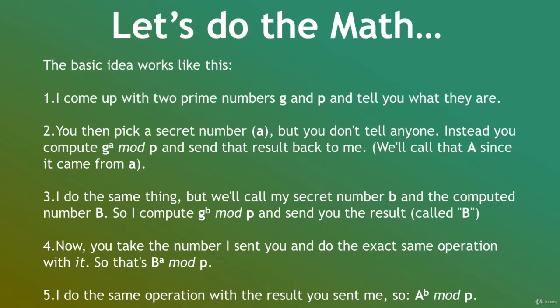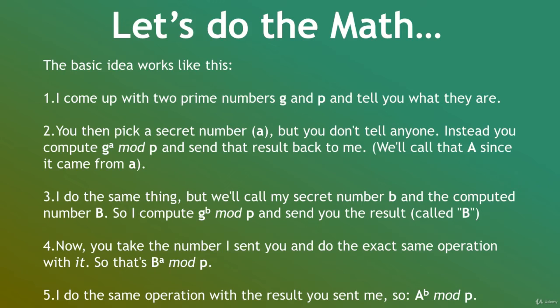The basic idea works like this. I come up with two prime numbers, G and P, and tell you what they are. You then pick a secret number, A, but you don't tell anyone. Instead, you compute G to the A modulo P and send that result back to me. We'll call that capital A since it came from small a.